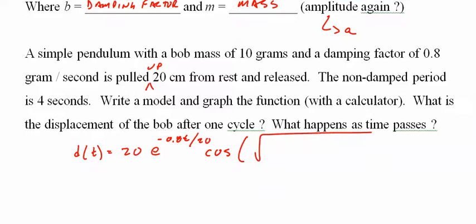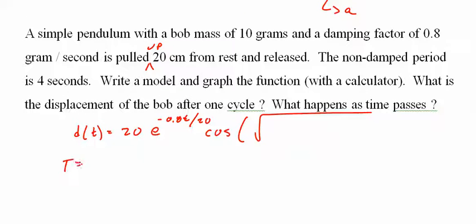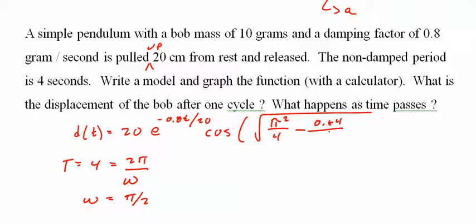So again, tiny bit of math to do. T equals 4 seconds, which equals 2 pi, excuse me, over omega. Omega equals pi over 2. So that goes in here, and we'll square it. Minus 0.8 squared, which is 0.64, over 4 times 10 squared, which is 400. This is actually probably the most important thing, is that the t goes outside.